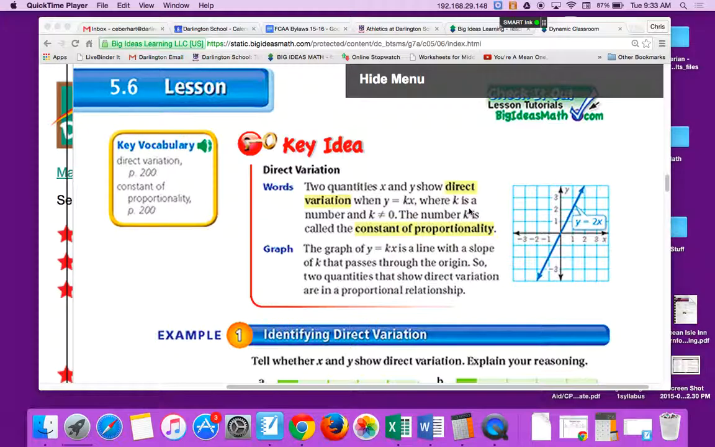k can be any number except for 0. Okay, any number except for 0. A number k has a special name. It's called a constant of proportionality.